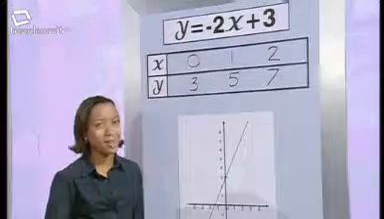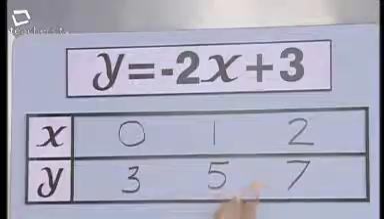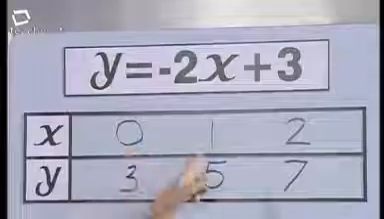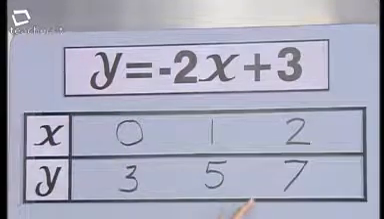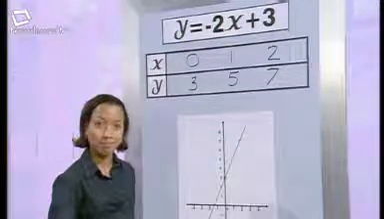Like Ben, I worked out 3 points. Now the values of x I chose are 0, 1 and 2. So when x is 0, y is 3. When x is 1, y is 5. And when x is 2, y is 7. I then plotted these points on my graph and drew a straight line through them.